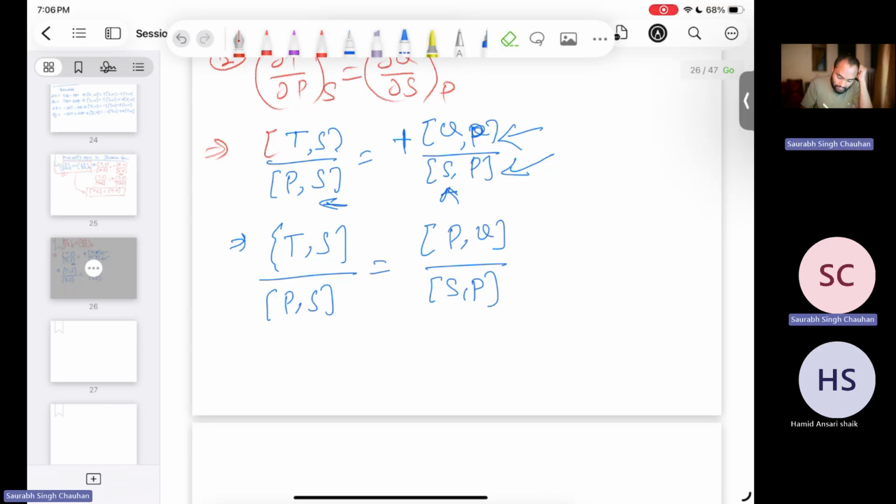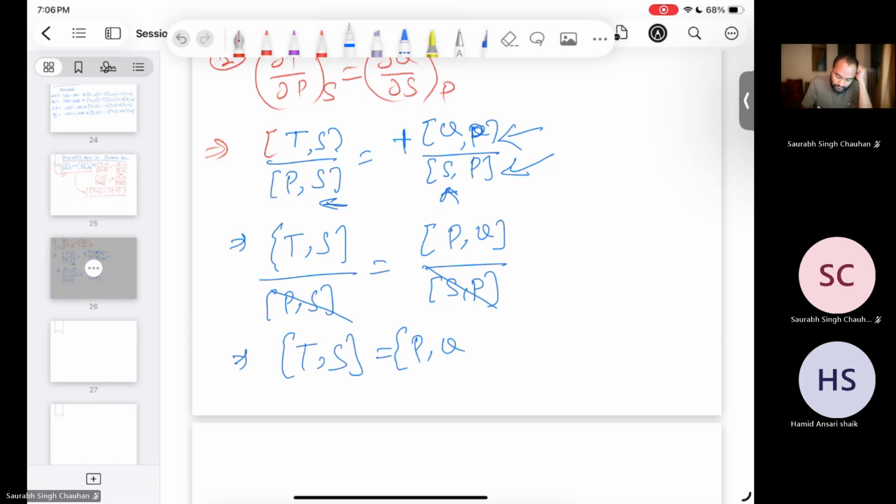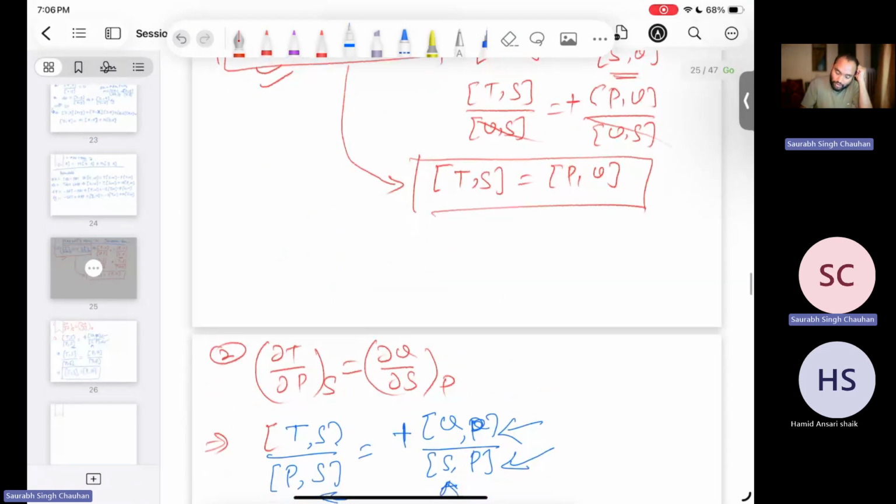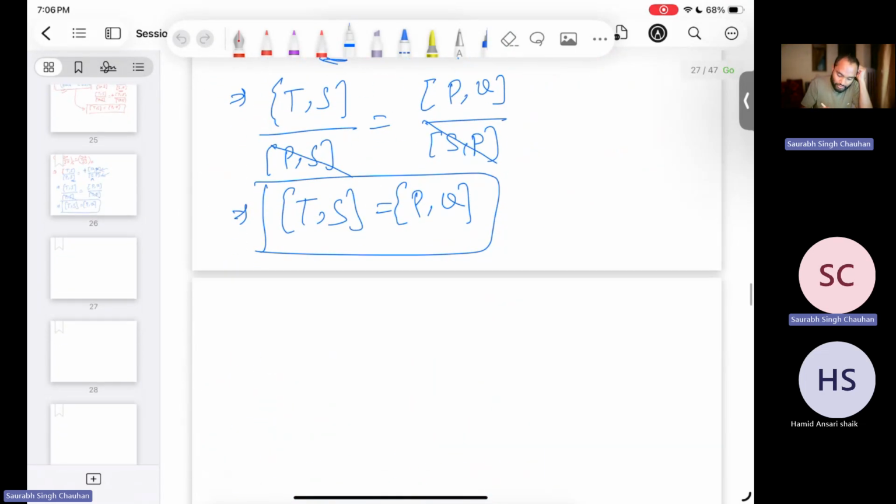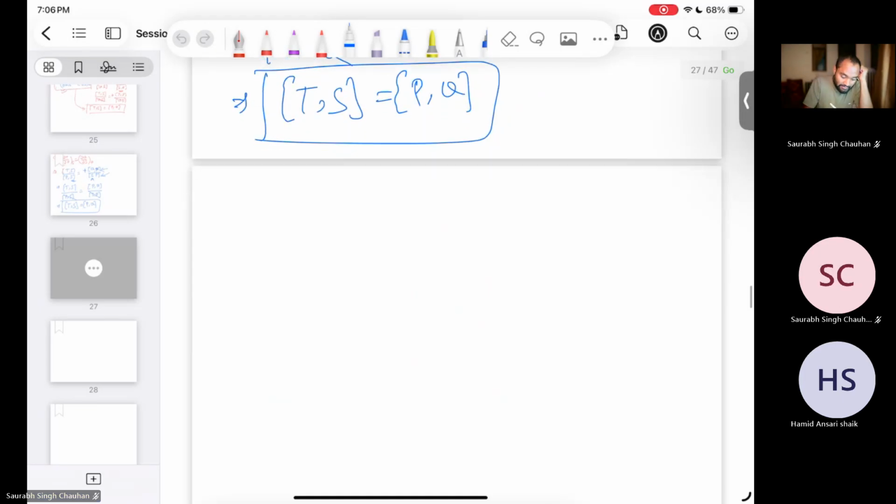So these two things will cancel out each other, and what we will have is T comma S is equal to P comma V. And what we had earlier in the first equation, T comma S is equal to P comma V. Again, what we have is T comma S is equal to P comma V. We do the same thing for the third Maxwell equation, and you will see that we will have the exact same thing.